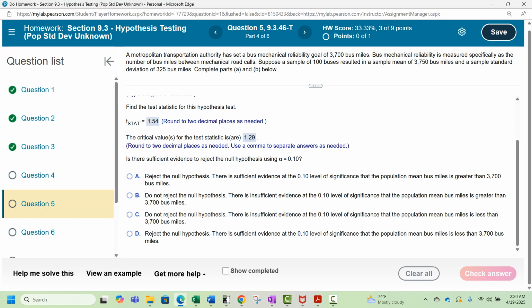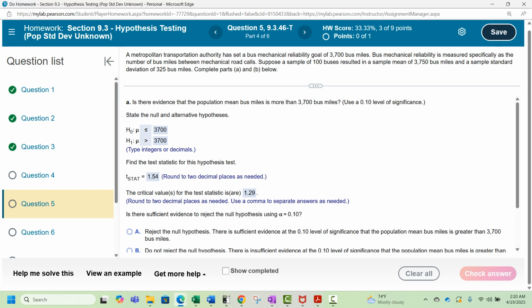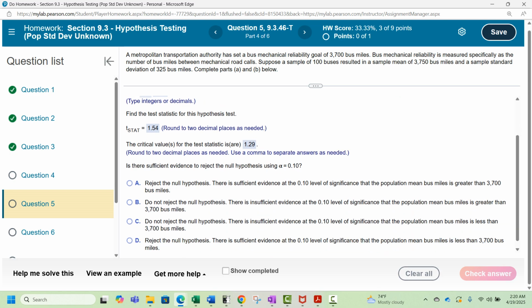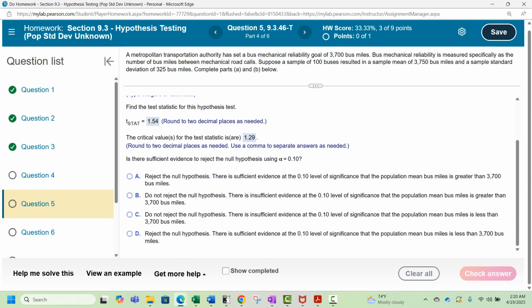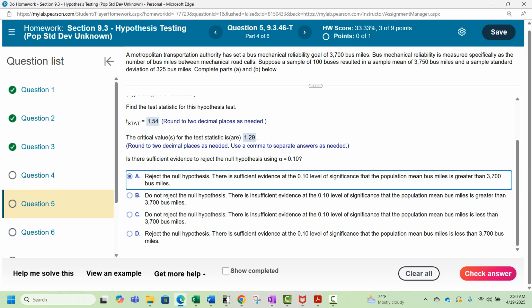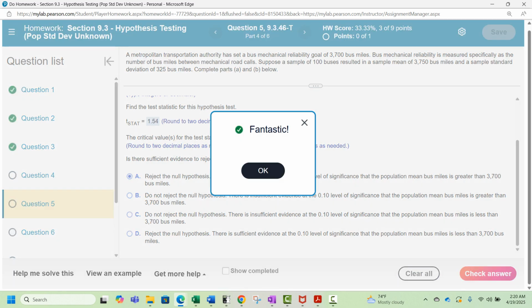Reject, and then what was the claim here? More than. So reject the null means we're going to support that claim that it's greater than 3,700. See, there's two reject answers, so you've got to pick the right one. It's that one, because the alternative was greater than. All right.